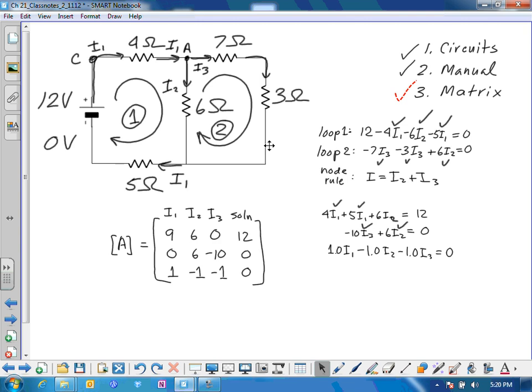9, enter, 6, enter, 0, enter, 12, enter, 0, enter, 6, enter. Be sure you use the negative key, negative 10, enter, 0, enter. Now do the last line, which is 1, enter, negative key 1, enter, negative 1, enter, 0, enter, and then second quit.